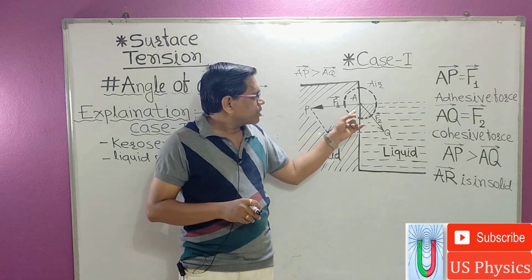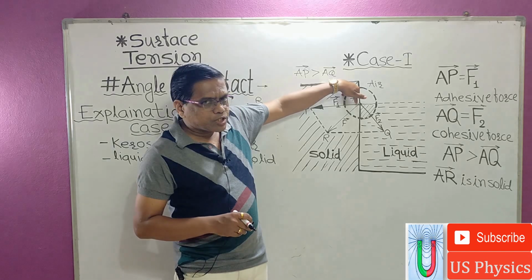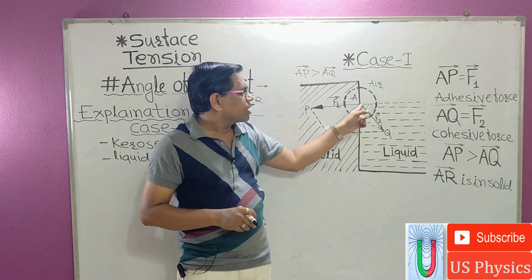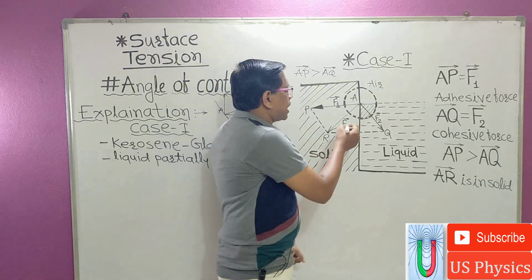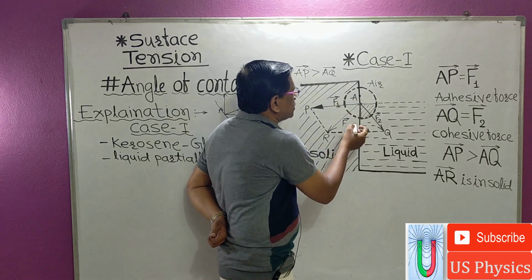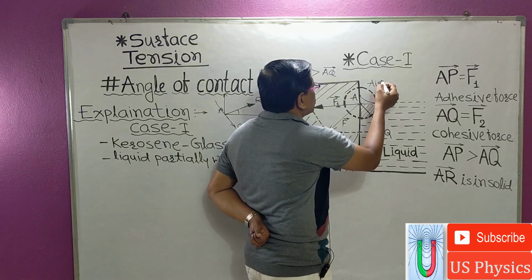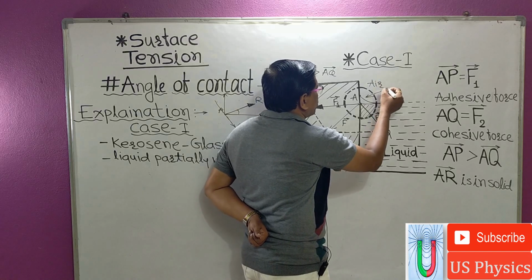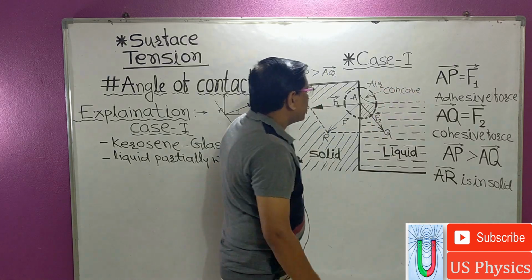That's why what will happen, this molecule A will move from its position along this wall of solid in upward direction. हा molecule A कुठे सरकेल, upward direction मध्ये सरकेल. So as this molecule A moves in upward direction, you can see that this liquid meniscus will become concave upwards. So if you see this shape from upward, you can see that this is concave.